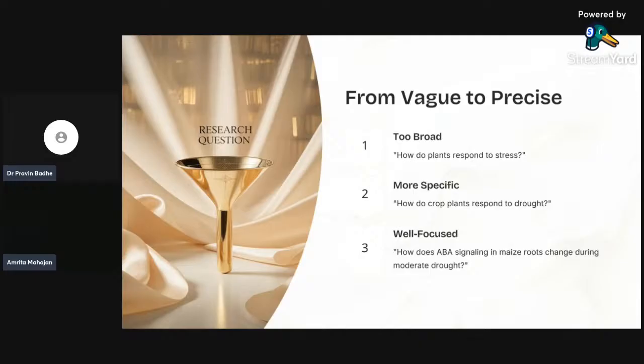Any sort of thing that you are putting in, and you are responding it to a particular condition. And well focused will be like, how does ABA signaling in maize roots change during moderate drought? You are putting in that particular mechanism, and you are trying to find out how that mechanism actually acts in those roots during moderate drought. So this is how you should be searching, from being too broad to precision.